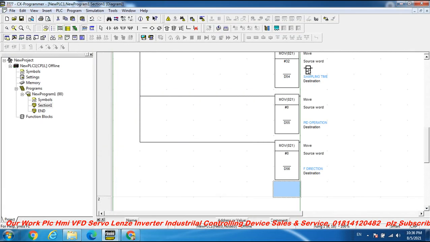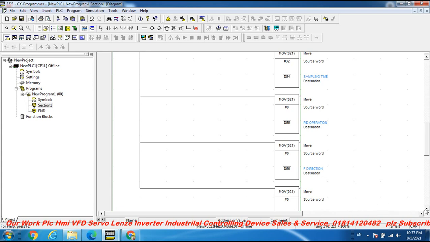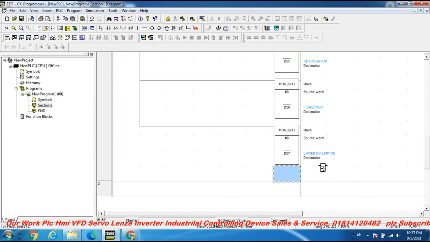And friend, now I write lower limit, PID lower limit option, move, hash 0 D57. Lower MV limit PID. Lower MV limit PID, and now I write upper MV limit PID.